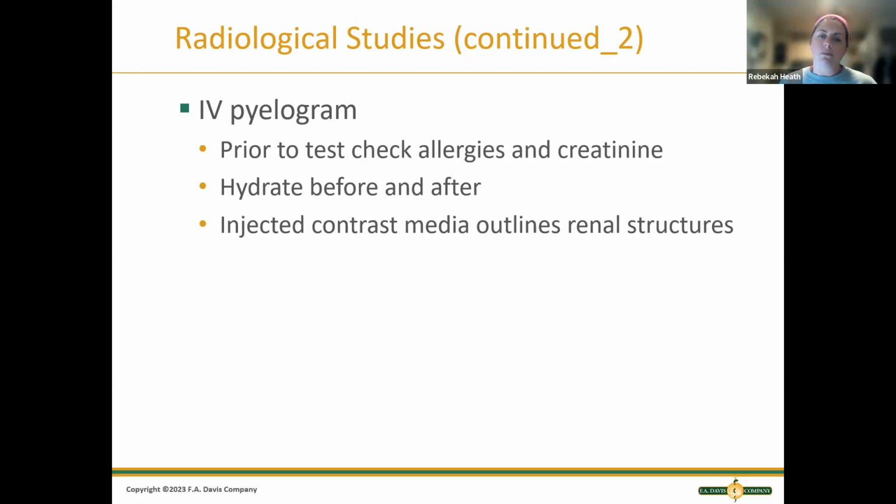With the IV pyelogram, we really want to get them well hydrated both before and after the test so that we can clear that out of their system.